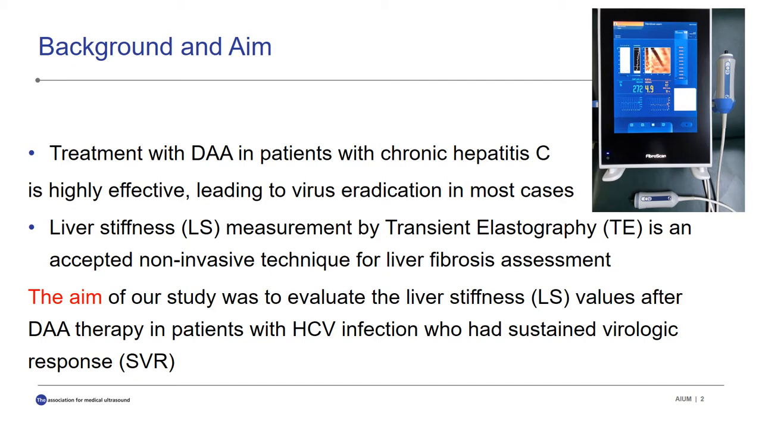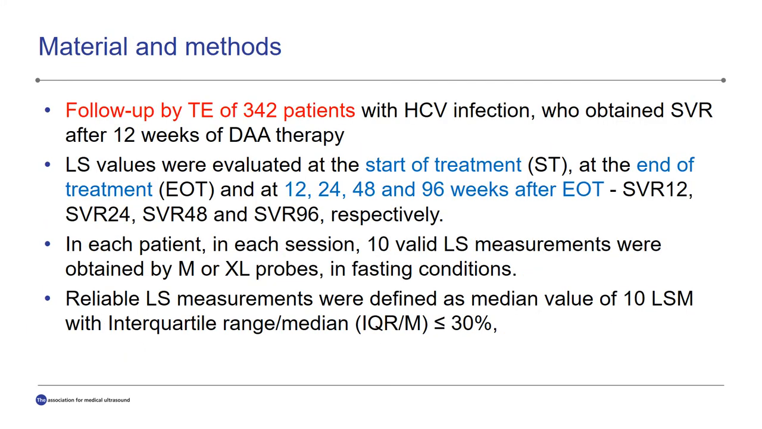Here we have the screen of the FibroScan, or transient elastography. We have two probes, the M and XL probe: M for normal weight patients and XL for obese or overweight patients. And we have the results expressed in kilopascals, the stiffness of the liver, which is an expression of the fibrosis. And we have here the quantification of steatosis by CAP. But our purpose in this study was only to look at the stiffness.